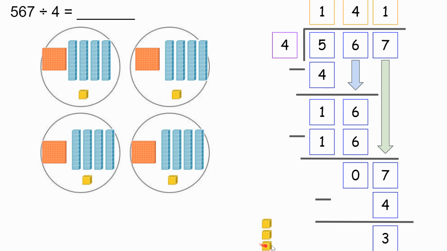Since the unit cube is representing our smallest place value in this number, we are done sharing for now. We're going to represent the leftover 3 unit cubes as our remainder. So our quotient is 141, remainder 3, and that makes sense because here we have 1 hundred, 4 tens, and 1 unit cube, or 1 one, in each group, and we have 3 unit cubes left over.